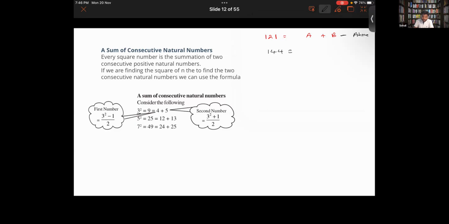144 equals A plus B. Arhan, you solve this one. Yes, sir. Third one: 196 equals A plus B. You solve this one. Okay, sir. 324 equals A plus B. Arham, you solve this one. Yes, sir. Okay.